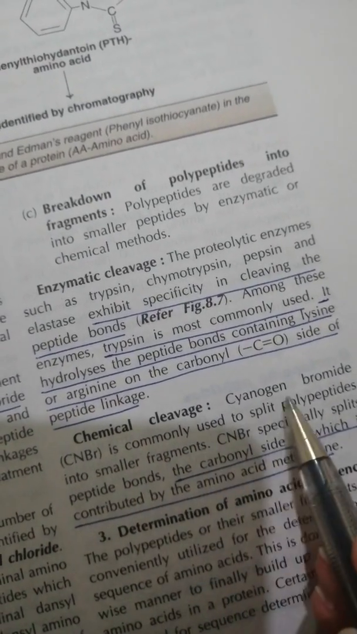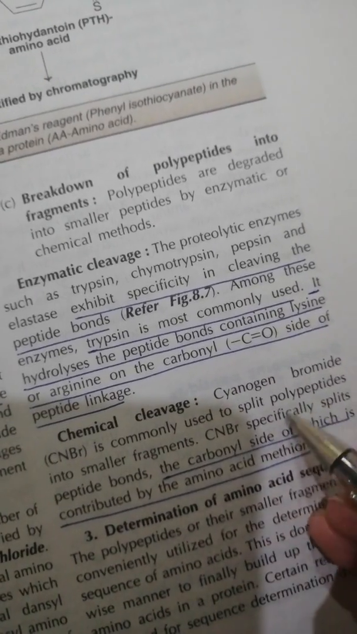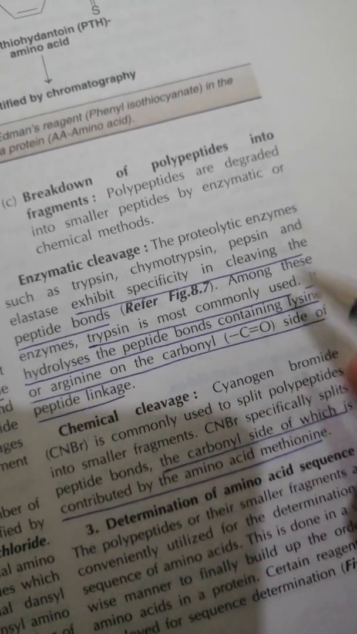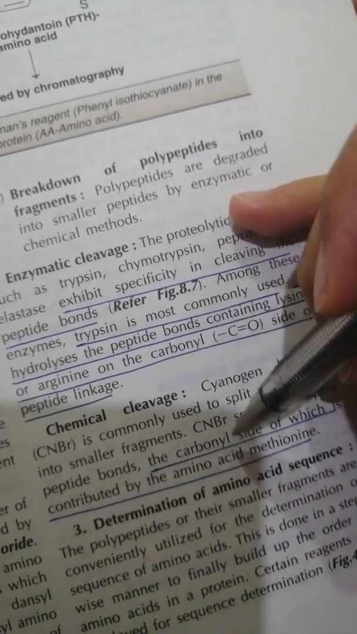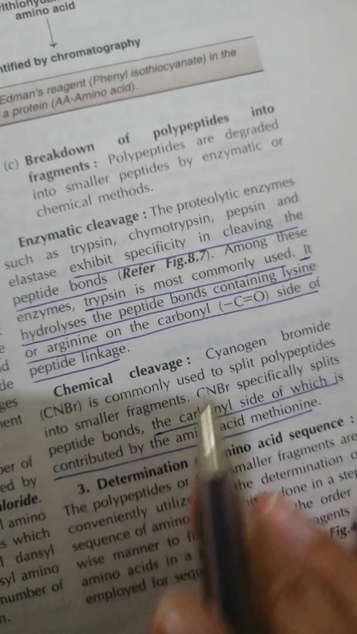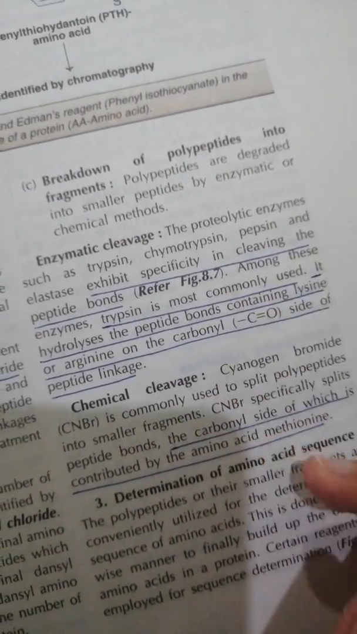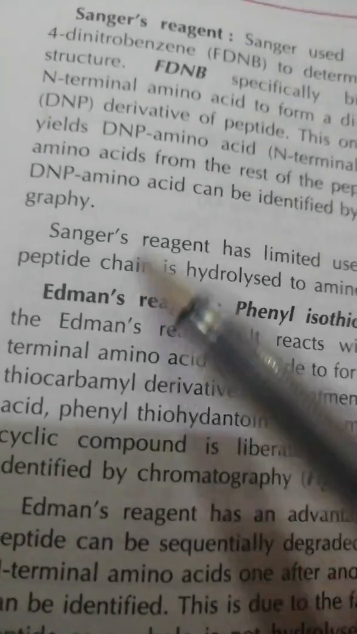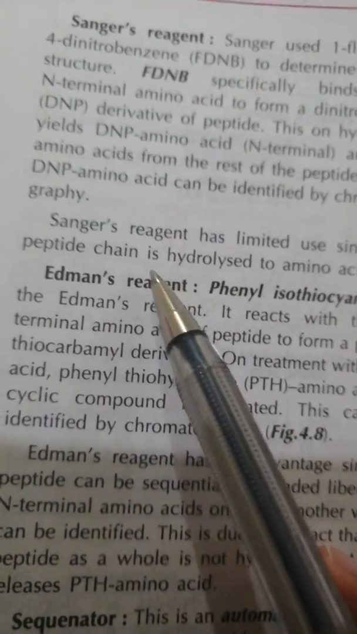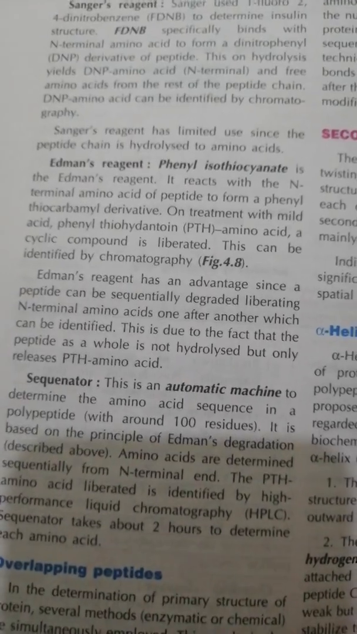Chemical cleavage, you use cyanogen bromide, and this specifically splits peptide bonds which have the amino acid methionine on the carbonyl side. And then how do you do the actual determination of the amino acid sequence? Now you have the peptides. What you use is 2 methods, the Sanger method or the Edman method. The Edman method is by far the more common and the more used.